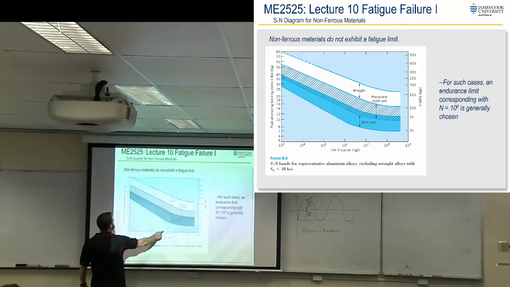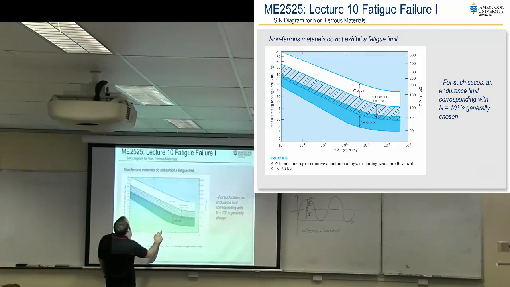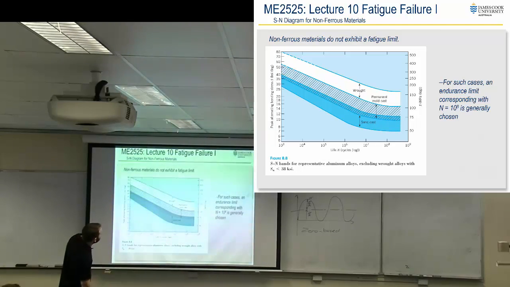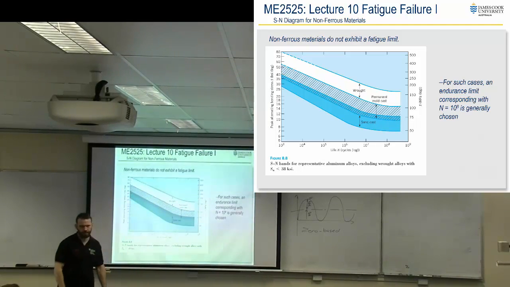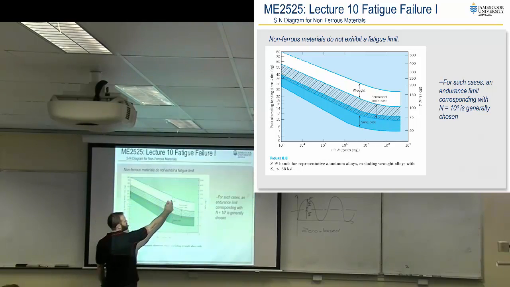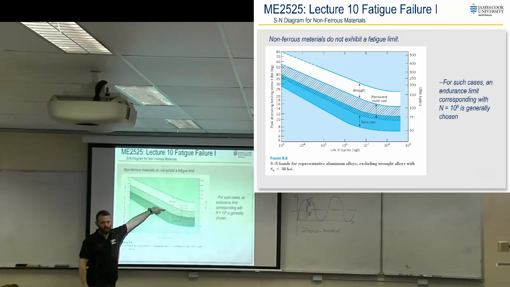So here's our 10 to the 6. What are we talking about here? Non-ferrous materials, so things like aluminiums and things like that. This one's representative aluminium alloys. A few different types of aluminium, wrought, permanent mold cast and sand cast, but you see at 10 to the 6, you're still going down by quite a lot. Aluminium doesn't have that endurance limit. Aluminium just keeps going down and down and down.